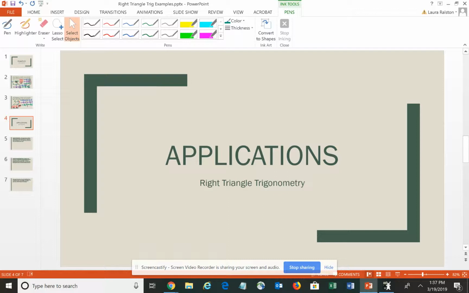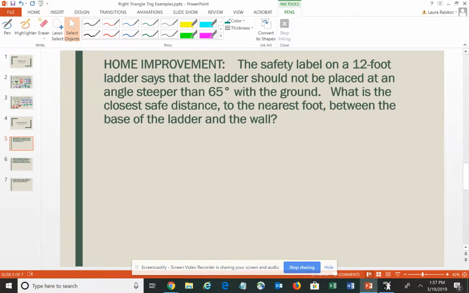Okay, so let's look at this scenario. The safety label on a 12-foot ladder says the ladder should not be placed at an angle steeper than 65 degrees with the ground. What is the closest safe distance to the nearest foot between the base of the ladder and the wall? Okay, so the first thing I'll tell you to do in terms of applications is to read the problem.